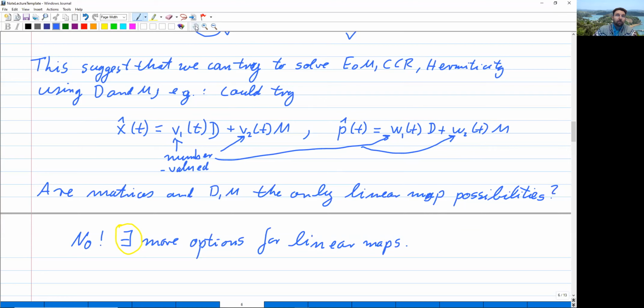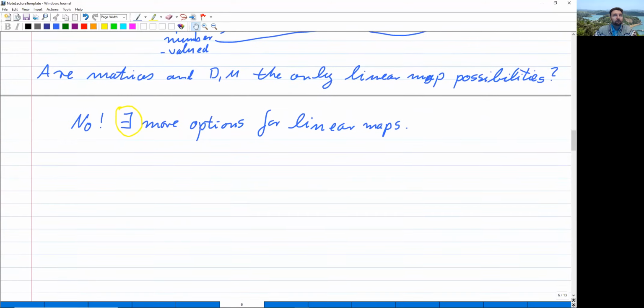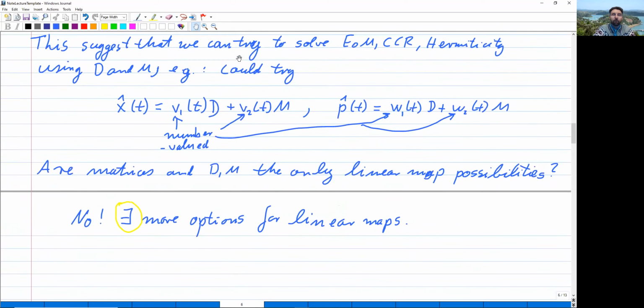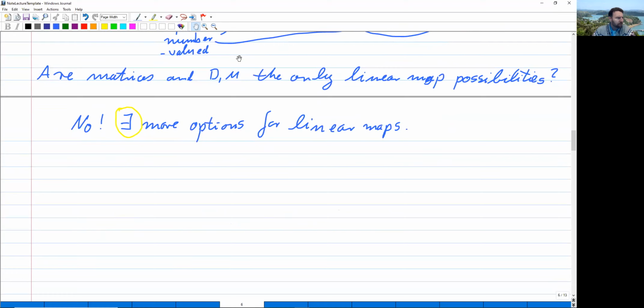Right, so there are even more options. Now, at this point, we could throw up our hands and say, well, I don't even know where to start. Apparently, I could look for solutions among the matrix valued functions. I could look for solutions among functions of this form, some combinations of the D and the M operators. And now you're telling me that there are more options too. And by the way, what would be those options?